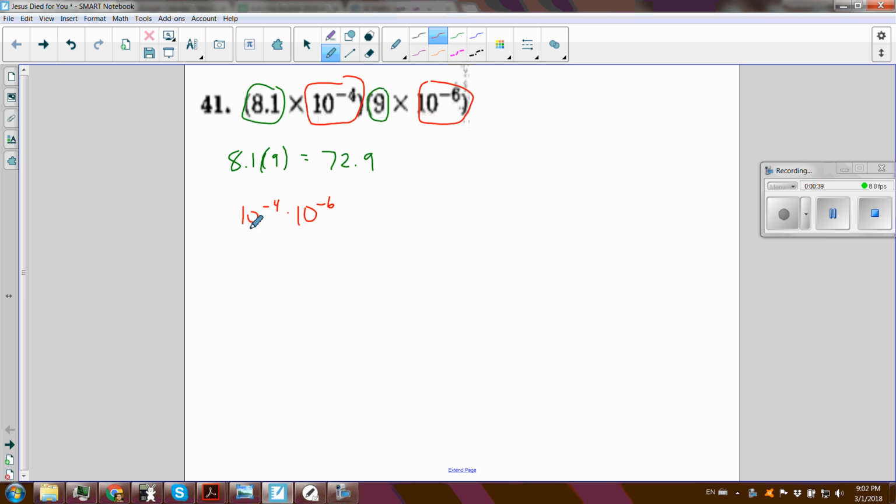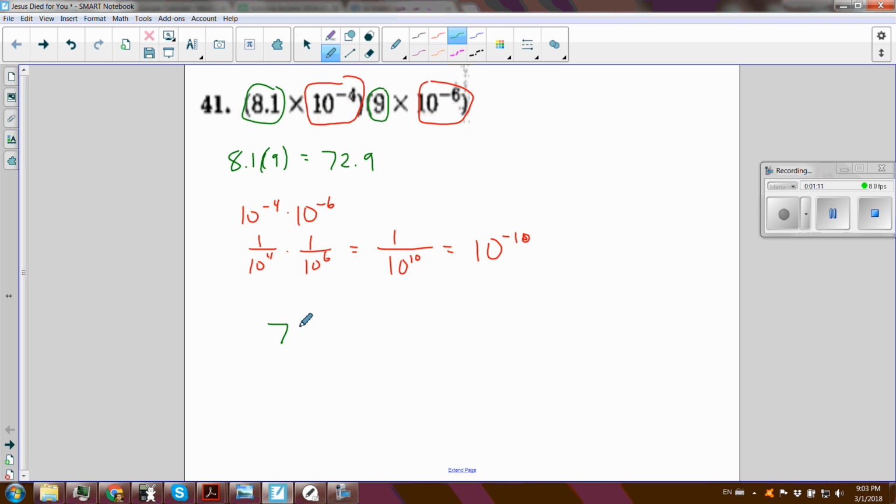Well, 10 to the negative 4th is 1 over 10 to the 4th. And 10 to the negative 6th is 1 over 10 to the 6th. What's 10 to the 4th times 10 to the 6th? Hopefully you realize that's 10 to the 10th. 1 over 10 to the 10th is 10 to the negative 10th. Now a shortcut would have been just to add those two exponents, negative 4 and negative 6.